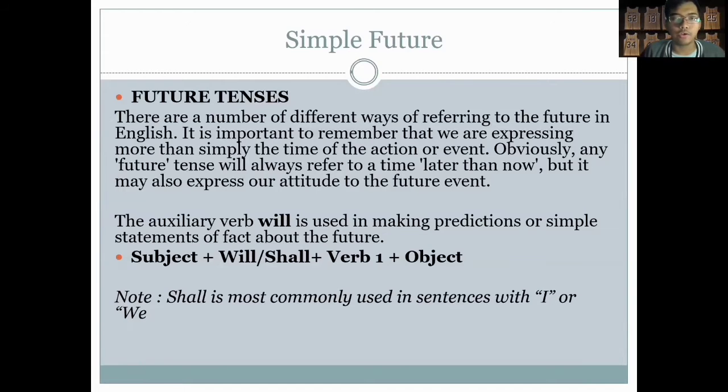It can be tomorrow, it can be tonight, next month, next year, or next week. As long as you do it later but not now, you should use simple future tenses to explain about your activity. The auxiliary verb will is used in making prediction or simple statements of fact about the future. The formula in here is subject plus will or shall plus verb 1 and then plus object. A note you should remember in here: shall is most commonly used in sentences with I or we.